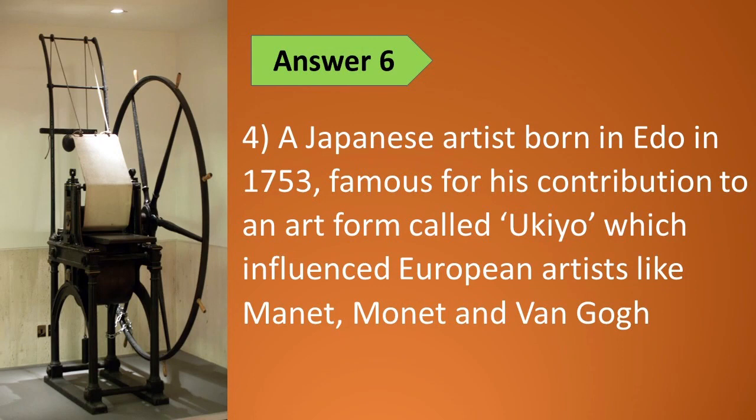Answer to question number 6 is a Japanese artist born in Edo in 1753, famous for his contribution to an art form called ukiyo, which influenced European artists like Manet, Monet and Van Gogh.